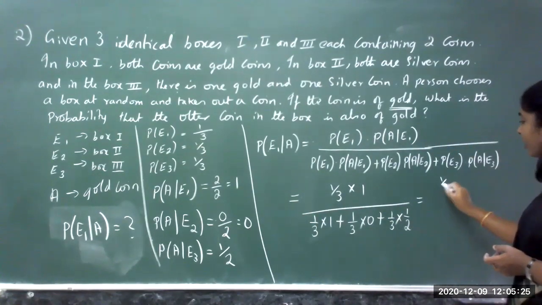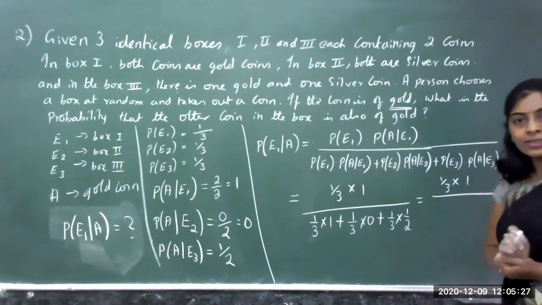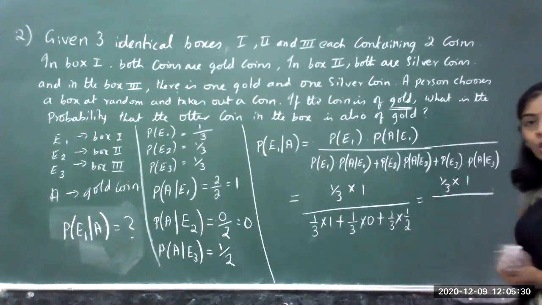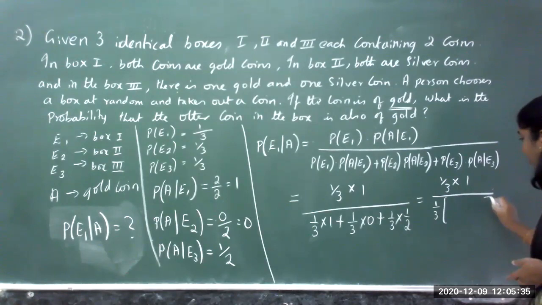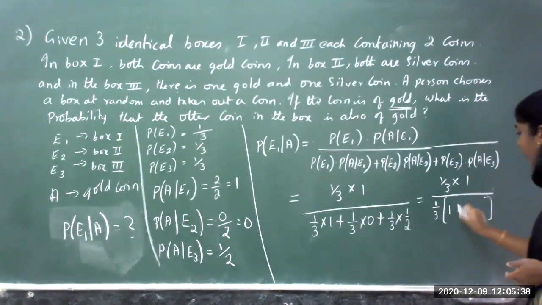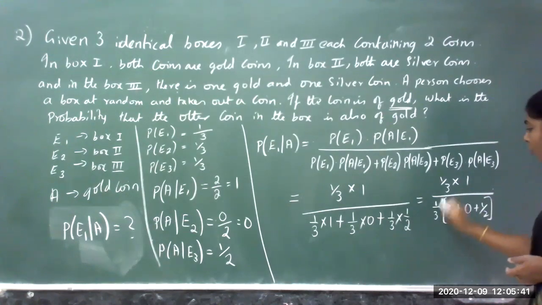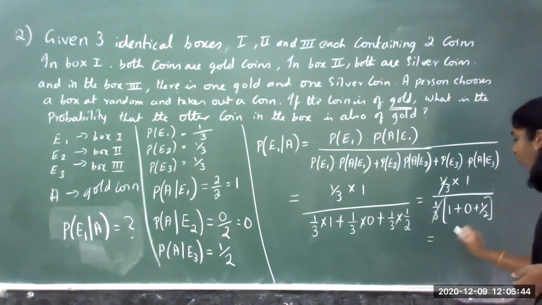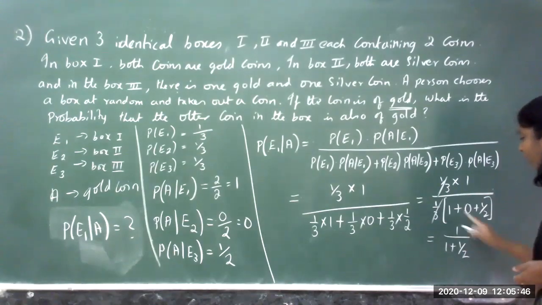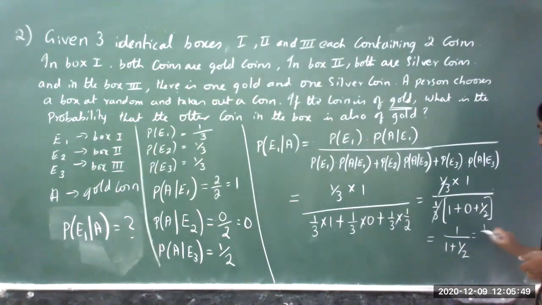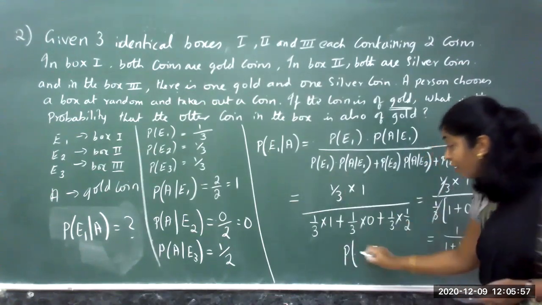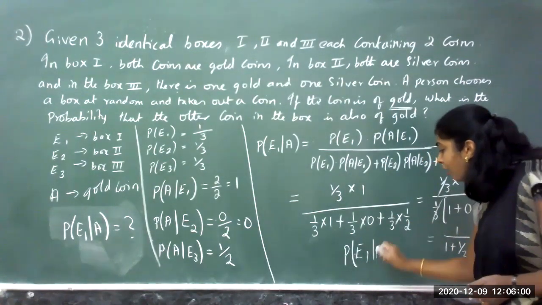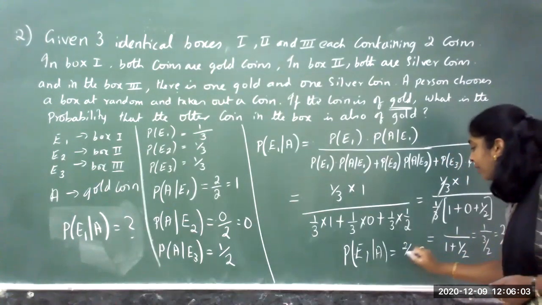Now, if I simplify it, 1/3 into 1, I have to cancel this. Can I take out 1/3 common throughout from the sum of the terms? In all the three, I have 1/3. I take it outside. What will be left? First one, 1, plus 0, plus 1/2, and 1/3 I can cancel. 1 divided by 1 plus 0 is 1, 1 plus half is 3/2, right? So the probability of picking from box 1 a gold coin is nothing but 2/3.